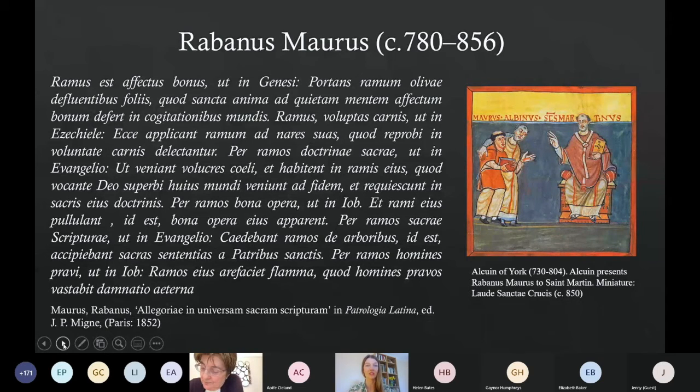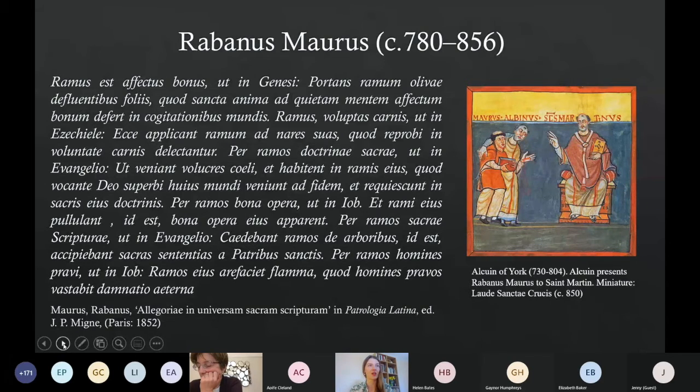So among Rabanus's explications is this section entitled Ramus, which means branches. So I'll read my English translation as you can follow in the Latin. So Rabanus writes, and that's on the screen, "The branch is good affection, as we read in Genesis, bringing an olive branch with flowing leaves, which the Holy Spirit delivers in order to calm the mind endowed with goodness to pure thoughts. The branch of the sins of the flesh, as we read in Ezekiel. Behold how they apply the branch to their own noses, which takes pleasure in the base will of the body.